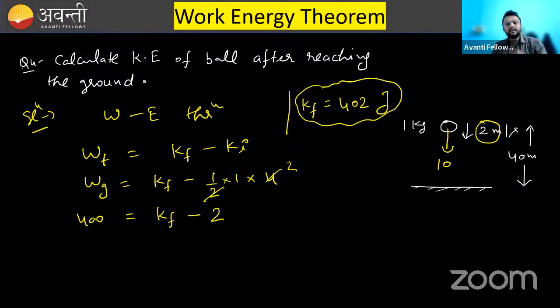They can ask you the final velocity. If you know the kinetic energy, can you solve the velocity? Half m v square, you can solve the velocity. This point is initial and this point is final. Is it clear to you?